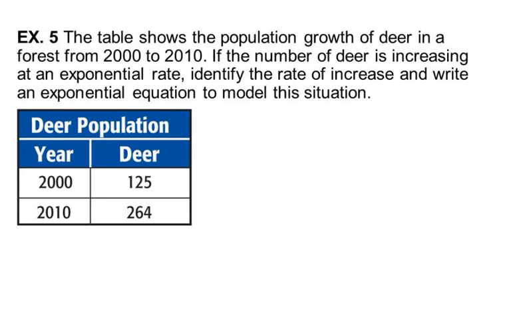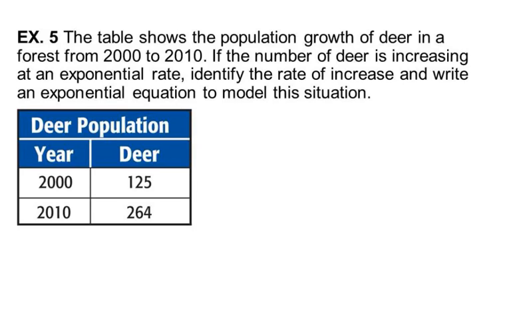Okay, last example shows the population of the growth of deer in a forest from 2000 to 2010. If the number of deer is increasing at an exponential rate, we're going to identify the rate of increase and then write an exponential equation to model this situation. So we don't know the rate of increase here. That's what we're going to solve for first, and then in the very end we'll write a general equation that could be used to find the population of deer at any time.